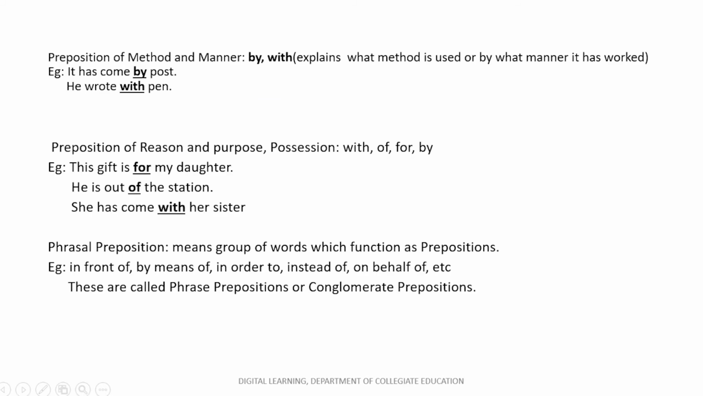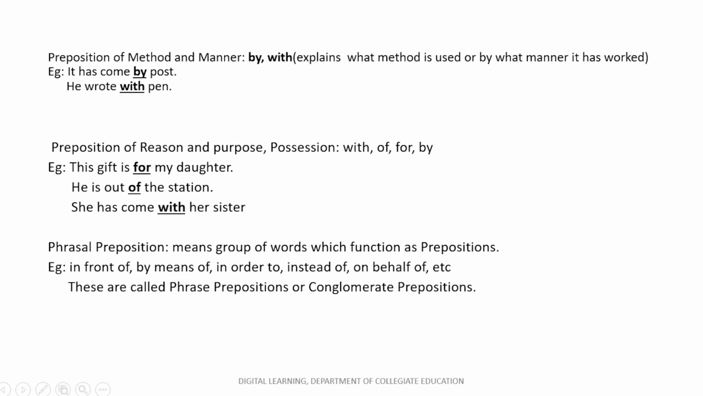Next, coming to the prepositions of method and manner. This explains what method is used and in which manner the thing is operating. For example, it has come by post. By what method has it come? It has come by post. And what is the thing used? He wrote with a pen. In which manner is he writing? With a pen. With what object is he writing? He wrote with a pen. By and with are the two prepositions used while referring to method and manner.